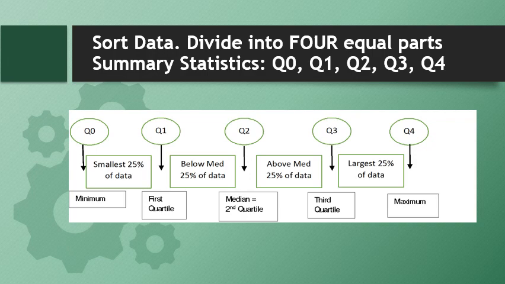The third quartile divides the data into about 3 parts below and 1 part above. And the fourth quartile is the maximum. So this basically gives you a shortcut picture of the data with only 5 numbers.